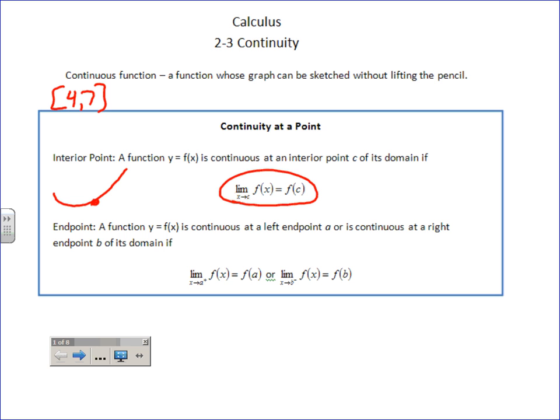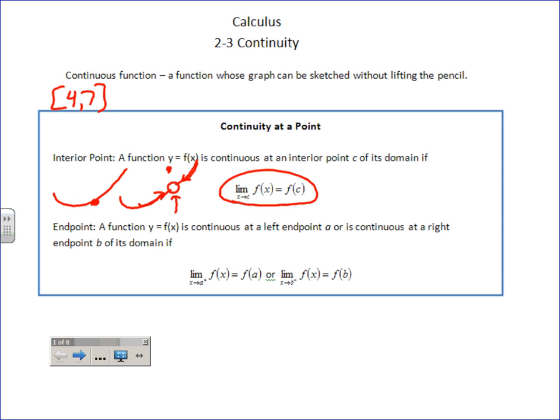Well, what if there happens to be a problem, and there's a hole, and can you still find that limit? Well, you can, but they're saying for continuity, that's not continuous, because you would actually have to lift your pencil up and hop over that hole. In other words, that's not just the y value. Maybe it's actually up there. This will be more clear when we do a couple.